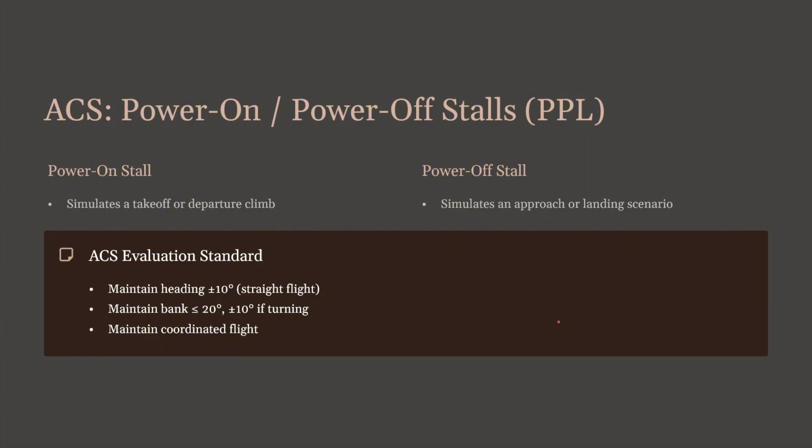Alright, now let's quickly talk about what the private pilot ACS expects when we practice stalls. For PPL training, we mainly practice two types of stalls, power on stalls and power off stalls. The power on stall represents a takeoff or departure climb where the airplane has high power and a higher pitch attitude. And the power off stall represents an approach or landing scenario where the airplane is slowing down with reduced power.